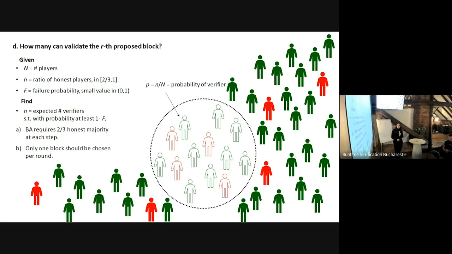So given the total number of players and the ratio of honest players, constants greater than 2/3, and the failure probability F, which you can think of as a negligible quantity, the problem is to find an expected number of players to be selected such that the issues I've just told you about happen not all the time, but with probability at least 1 minus F, so with very high probability.